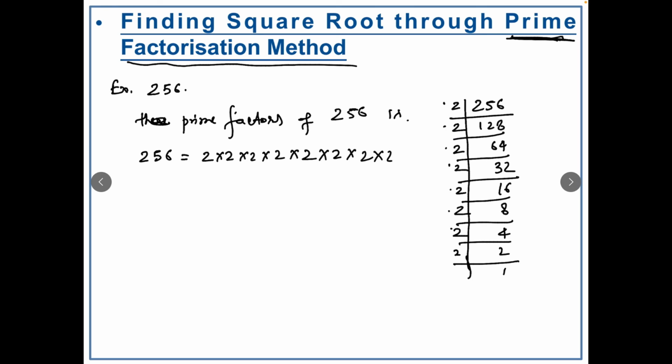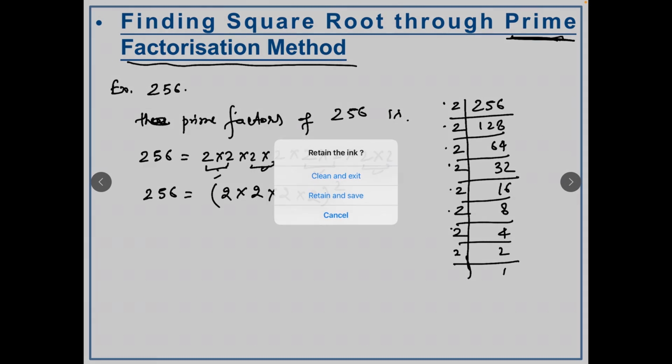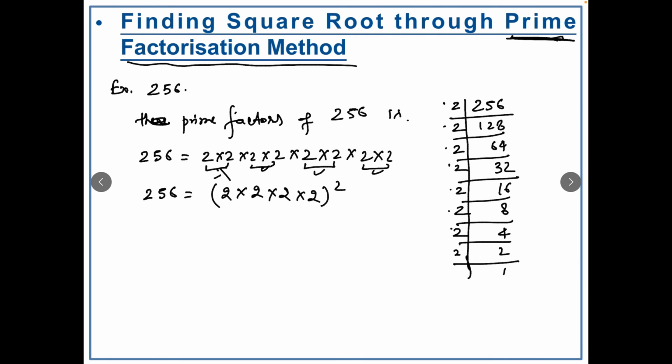Now we have to make pairs of each prime number, so we get one pair of 2, another pair of 2, another pair of 2, and one more pair of 2, so in total we have 4 pairs of 2. So we'll write this as 256 equals, we'll take one number from each pair, so we'll get 2 multiplied by 2, 1 from here again 2, and 1 from here again 2, and we'll put the bracket outside. Okay, because we are taking a single digit from each pair.